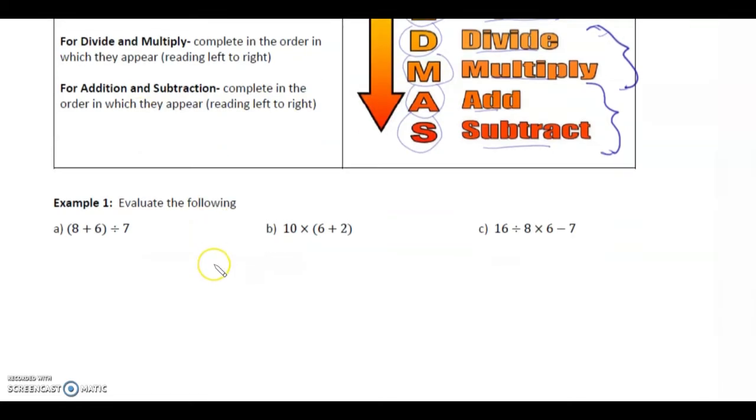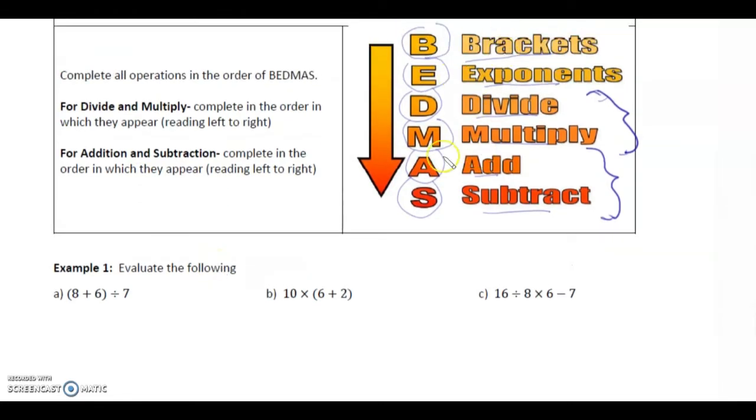Okay, so I'll leave this in the page. So example 1, evaluate the following. So we're just going to practice BEDMAS. So we have brackets, a plus sign, and a division sign. So we're going to start with the brackets because that's the first. Brackets comes before division. And we're going to go 8 plus 6. Okay, so we get 14. And then the divided by 7 we just bring down. Okay, and now what's 14 divided by 7? We get 2.